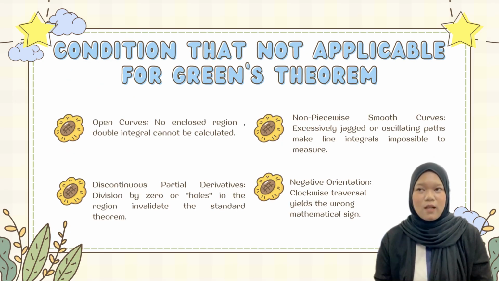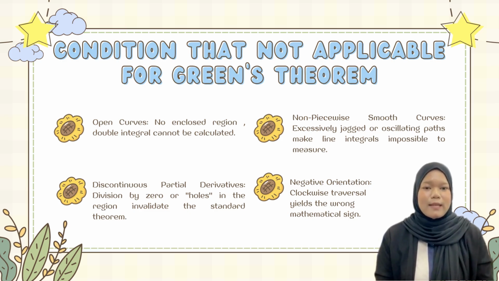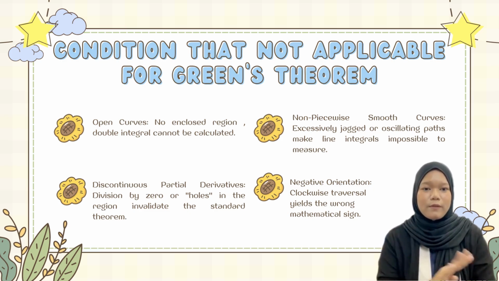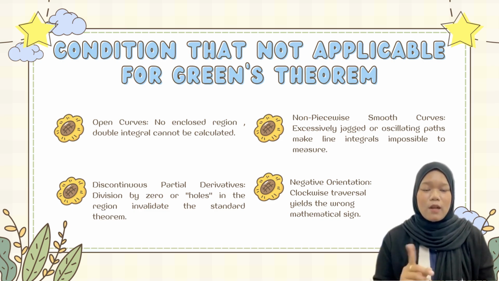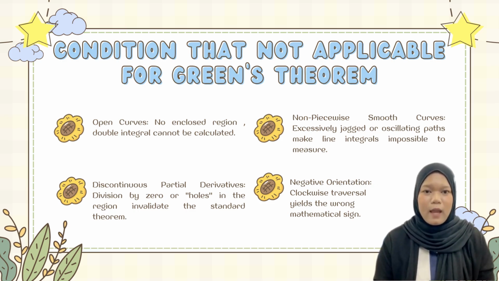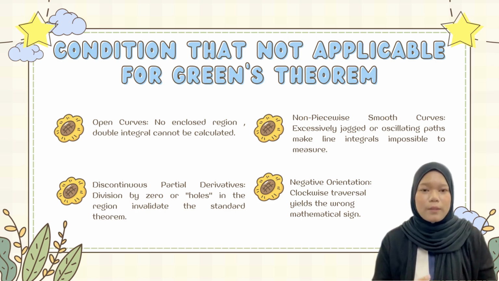Okay, next, the conditions not applicable for Green's theorem. Green's theorem is not applicable under the 4 following conditions. If the curve is open, it cannot enclose a region, making the double integral impossible. The second one is if there are discontinuous partial derivatives; any mathematical hole or division by 0 invalidates the standard formula. The third one, if the boundary is not piecewise smooth, an excessively jagged or oscillating path prevents the line integral from being calculated. And the last one, if the path has a negative orientation, traversing it will yield the wrong mathematical sign.